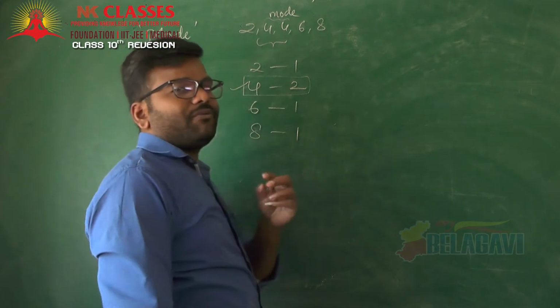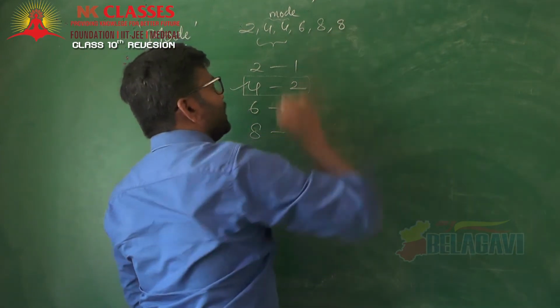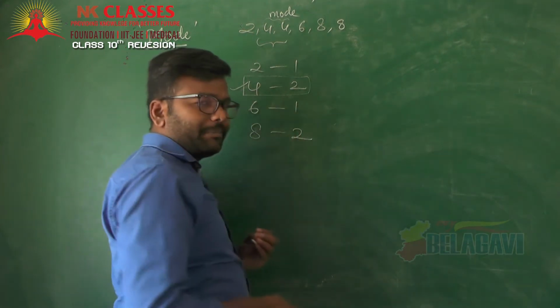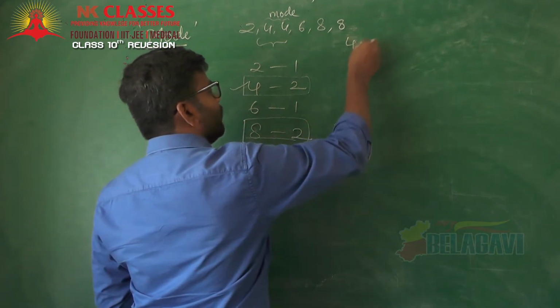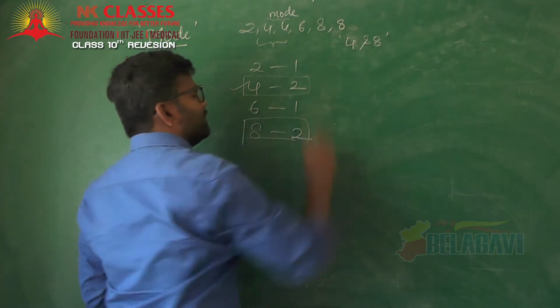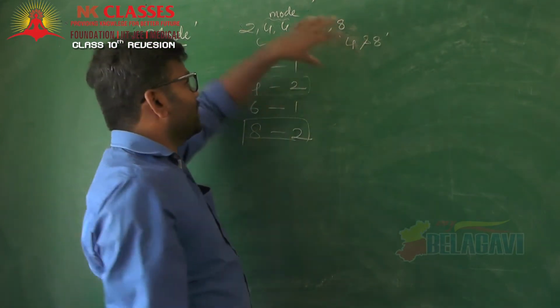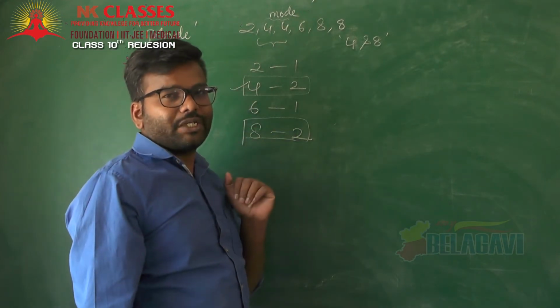You may ask me, what if two numbers have the same frequency, right? If there is one more 8 here, then what will happen? 8 also will occur 2 times. Then the mode of the data will be 4 and 8. That means it will have dual mode, 4 and 8. So it is easy in case of ungrouped data. But what about grouped data?